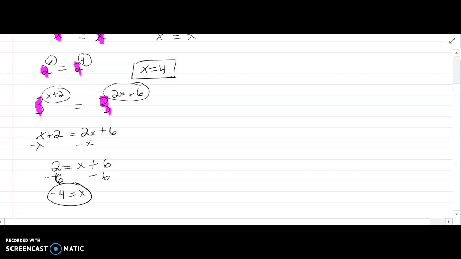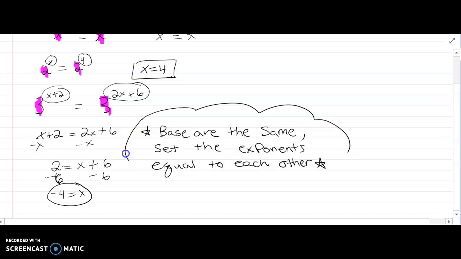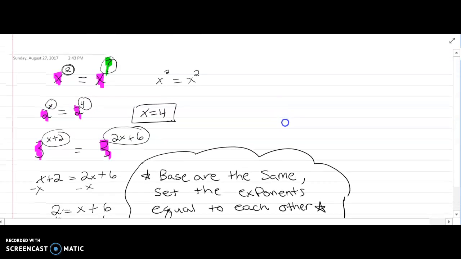Okay, so when the bases are the same, set the exponents equal to each other. Okay, so when the bases are the same, set the exponents equal to each other.